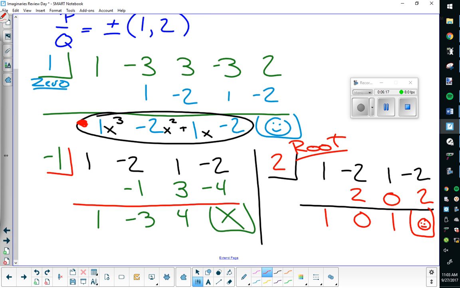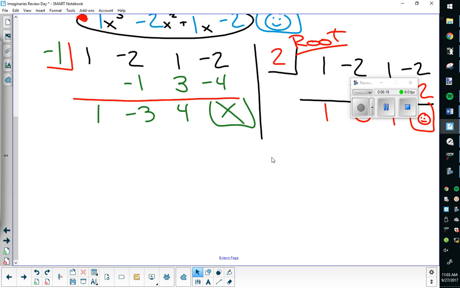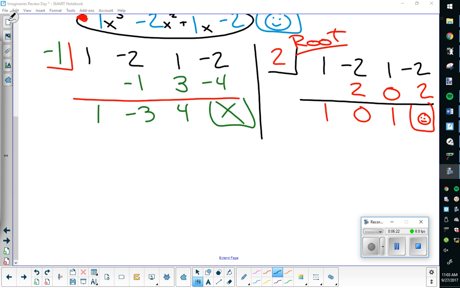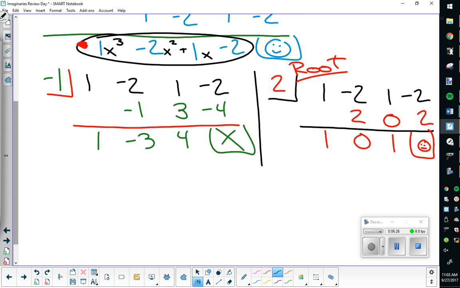So this 1, 0, 1 is 1 what? It was an x cubed, and I just got rid of an answer. This is 1x to the what power? x squared plus 0x plus 1. Or in other words, x squared plus 1. Can I solve an x squared problem? Yeah, I can, so I'm going to solve that thing now.